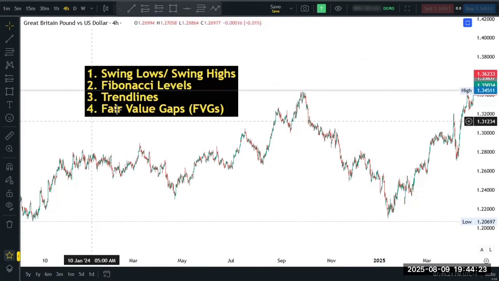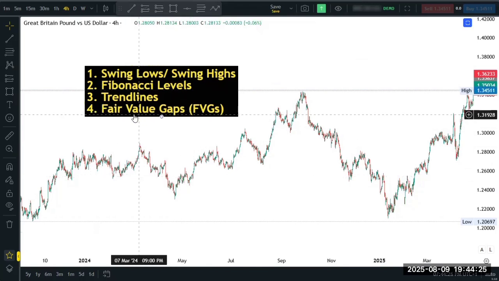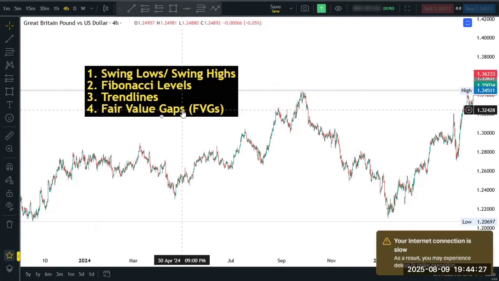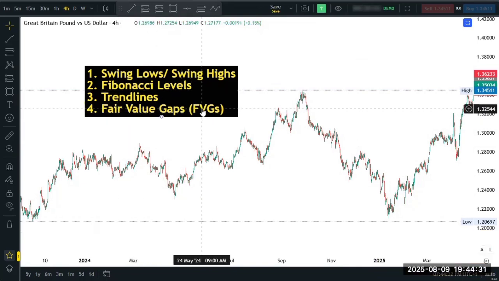So our fourth point of interest are fair value gaps. If you don't know what fair value gaps are, I have made a very lovely video that I took my time to tell you how to trade fair value gaps profitably so that you can make profits in the market. So I am just going to point them out here because they are very useful. When price comes to fair value gaps, there will be a reaction.